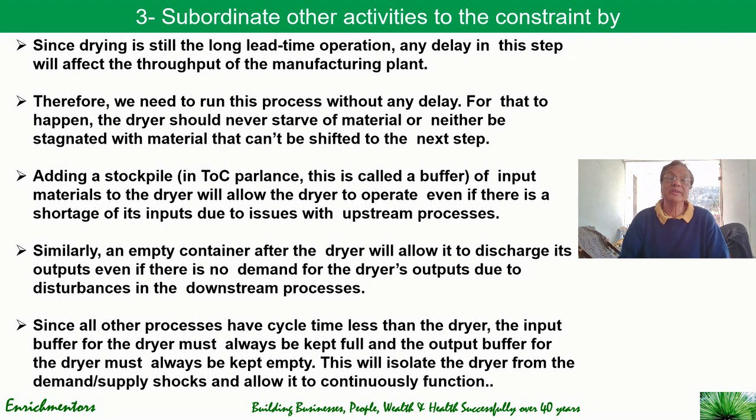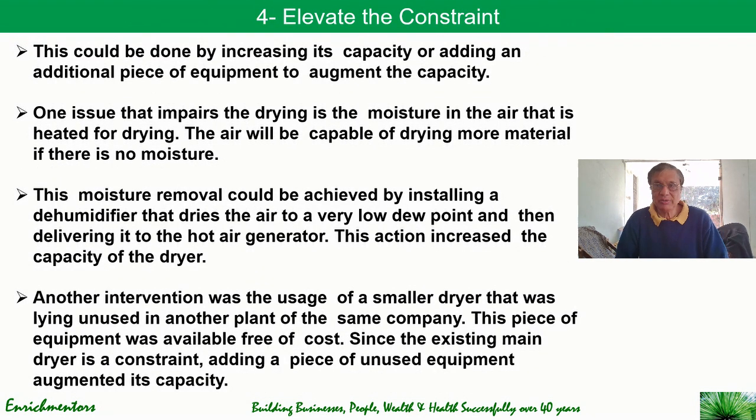The next step is to elevate this constraint, which basically means how can we reduce the cycle time from 71 seconds to whatever is best possible. And this could be done in many ways. The simplest and easiest but costly way is to add capacity or add an additional piece of equipment to augment the capacity of the dryer, or to put 2 in parallel. That's the most expensive operation that we can have.